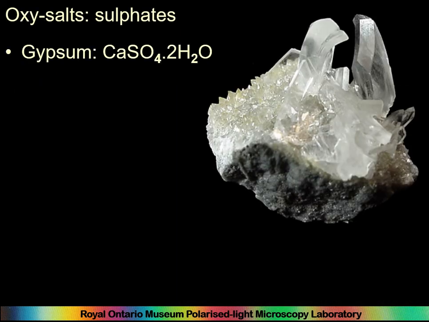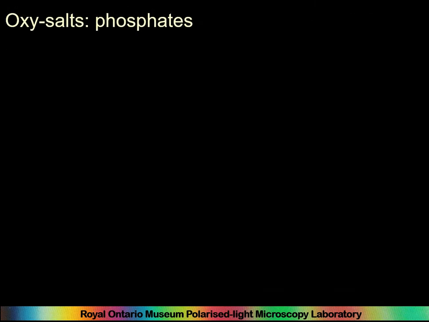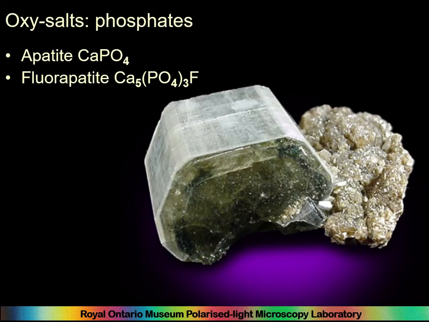The sulfates include gypsum. Very important mineral. You can make plaster out of it. It's what is often called Baghdad marble or alabaster, and you can make buildings out of it. But you don't see it in thin section. Not typically, anyway. The phosphates, however, you do see it.